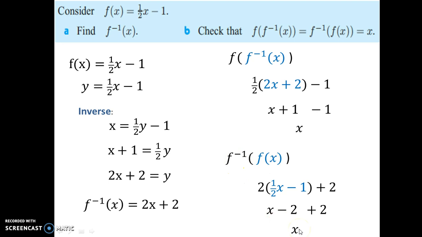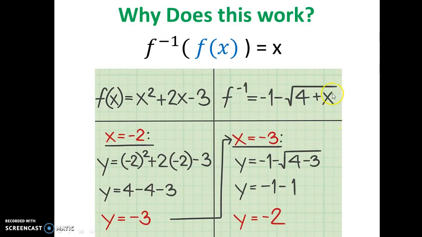All right, let's look at some harder ones like this. So why does this work, you might be wondering? Why, when we put the original into the inverse, do we get x? Let's take a look at an example using some coordinates. So here's an original function. Here's its inverse. Don't worry about how that went to there right now.